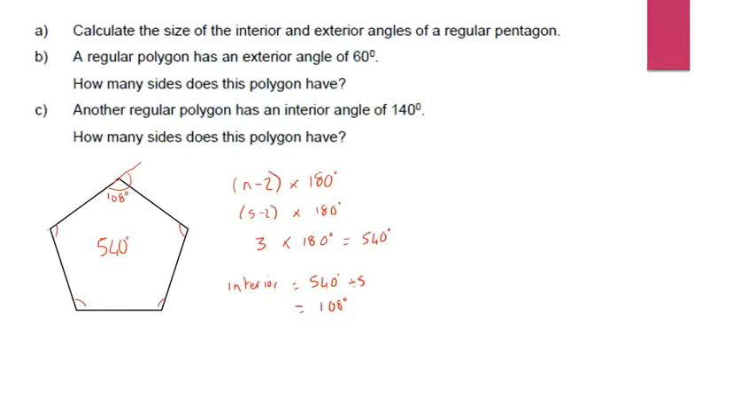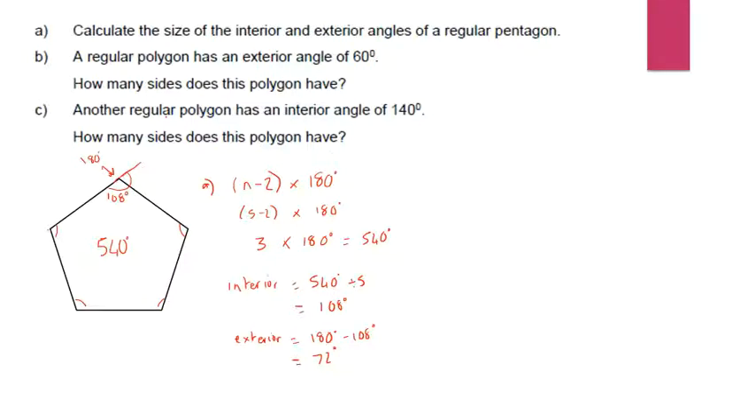So what do we know about this? Well, we formed a straight line here, so those two would add up to 180 degrees. Well, part of it's 108, so to find the exterior angle, we take 108 away from 180 degrees, and that gives us 72 degrees. So, part A, interior and exterior.